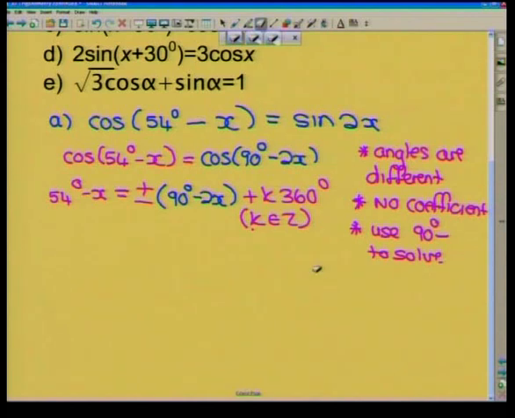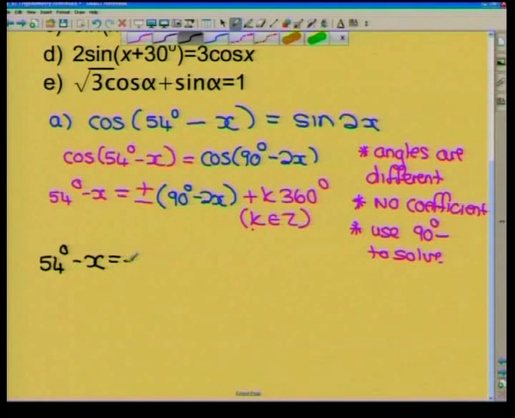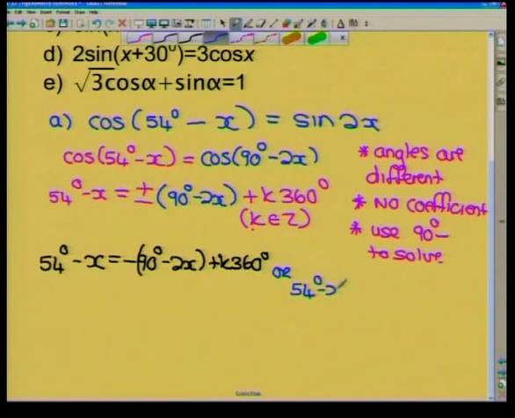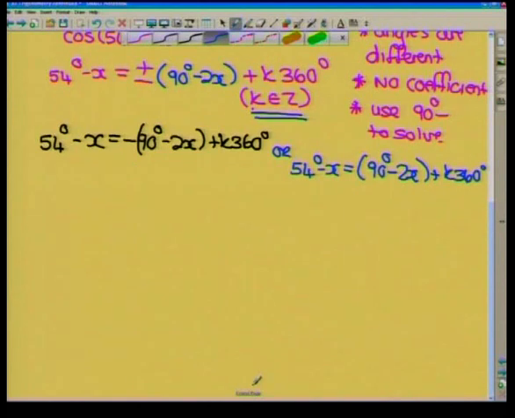Well, we split this into 2 separate solutions. So we say the one solution will be 54 degrees minus x equals minus 90 minus 2x plus K 360, or 54 degrees minus x equals 90 degrees minus 2x, because that's the positive one, plus K 360. We have already qualified that, so we don't need to explain any further.